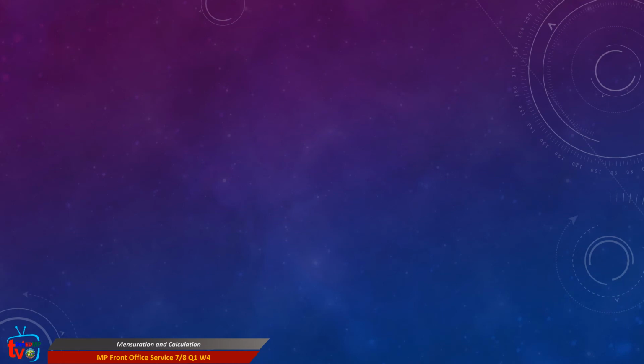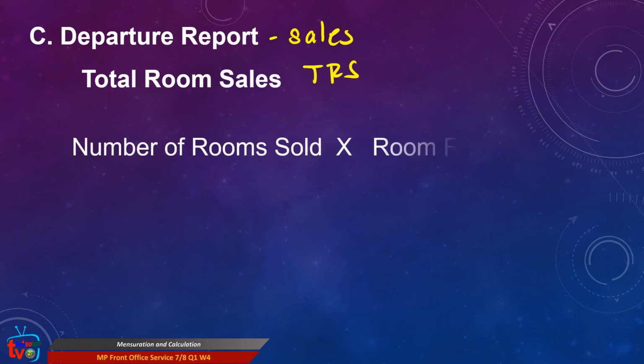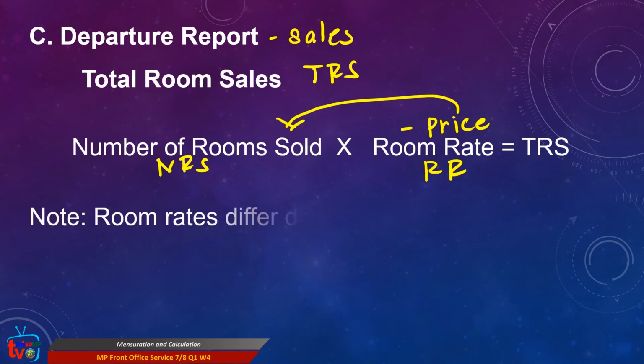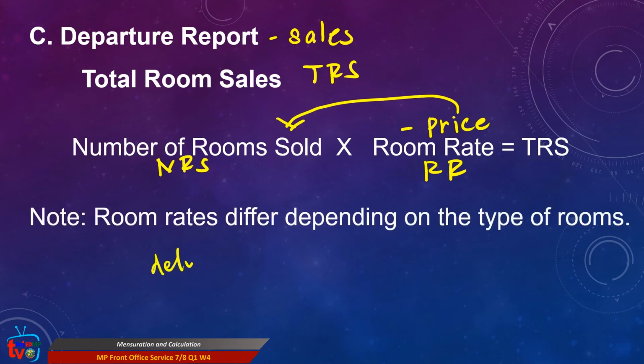Finally, the last report that you're going to prepare is the departure report. It is also the responsibility of the front desk officer to compute for the summary of sales by getting the total room sales or the TRS. In getting the TRS, we are using this formula: number of rooms sold or the NRS times room rate or the RR. Room rates refer to the price of the room sold. We have deluxe, we have single rooms, we have twin deluxe, and others.